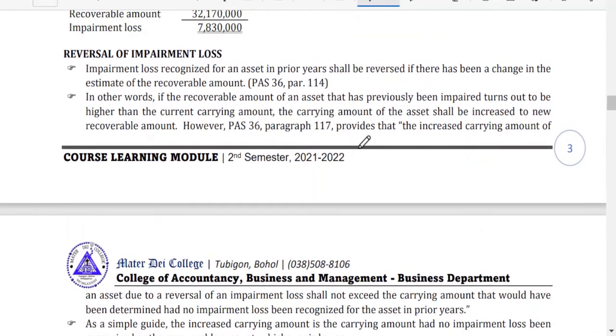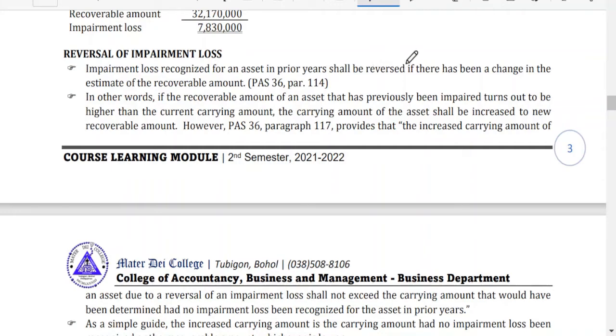So what does this mean? Previously, or in the prior years, we already recognized an impairment loss. Why was there an impairment loss? Because before, the recoverable amount was lesser than the carrying amount. So we already have the records on the impairment loss. What if later on, the recoverable amount becomes greater than the carrying amount? So it recovered; the recoverable amount is now higher. There is a need to reverse the previous impairment loss.